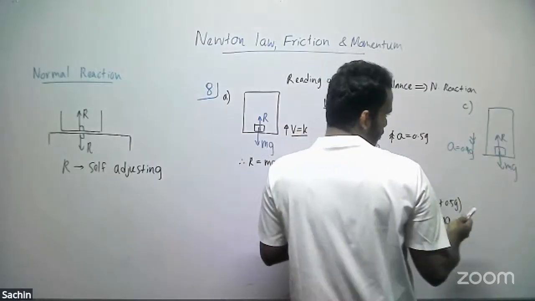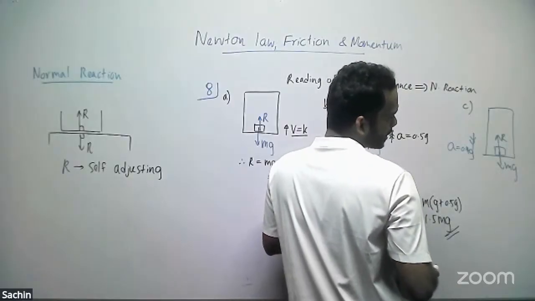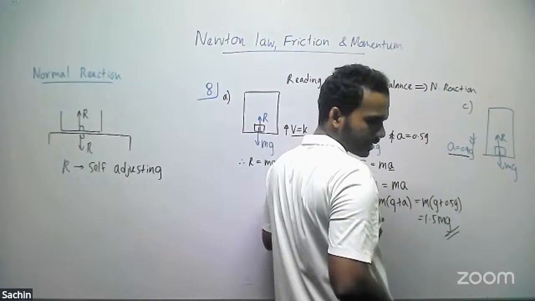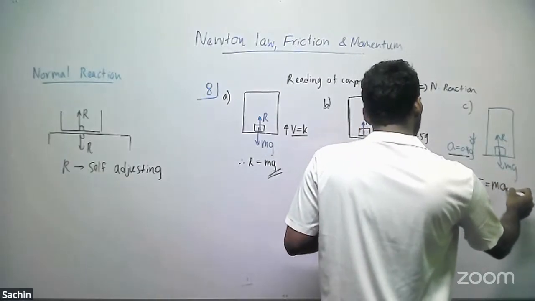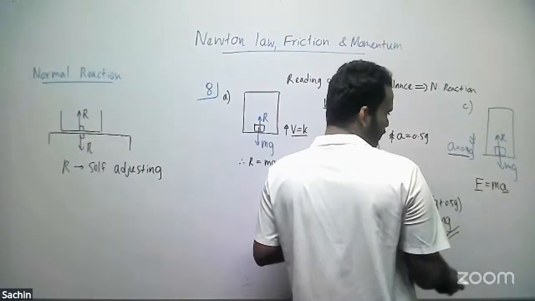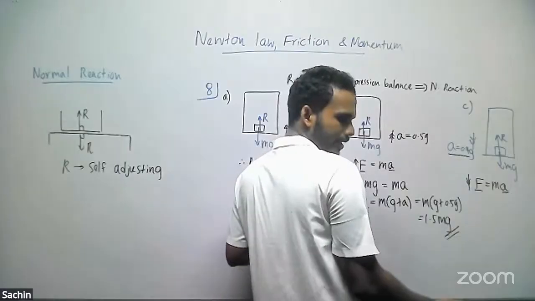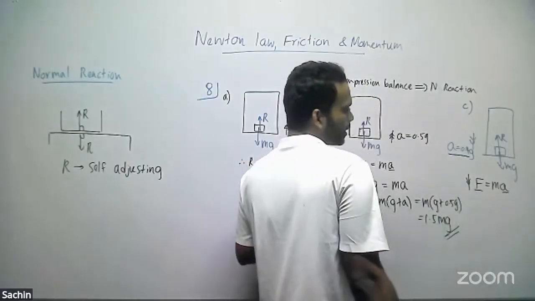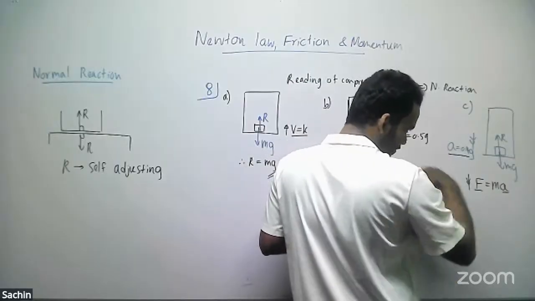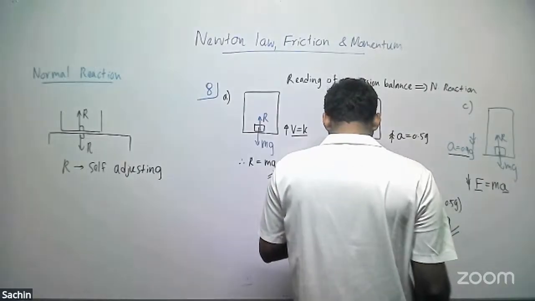So in this case, we have to apply F equal ma, because when something accelerates we need to apply F equal ma. Practice this properly: apply the F equal ma formula in the direction in which the acceleration is happening. So it's happening downwards.